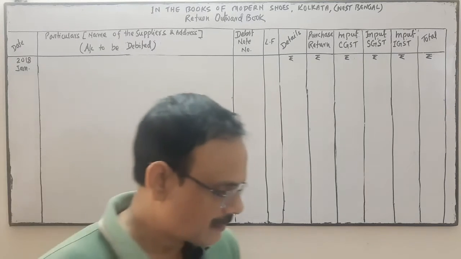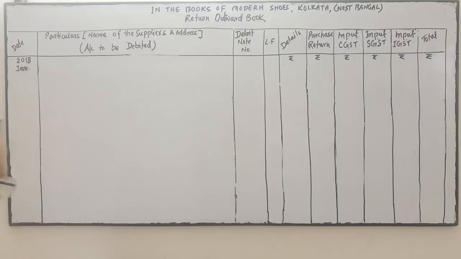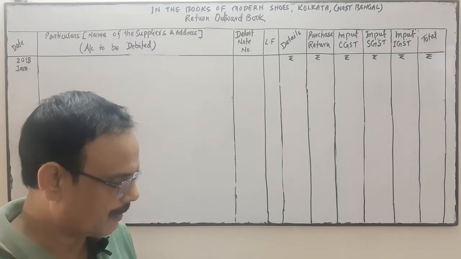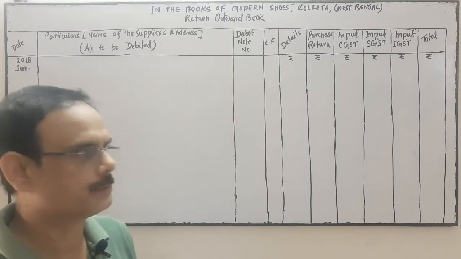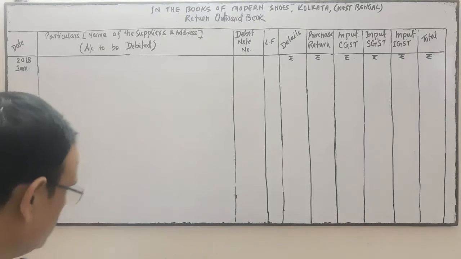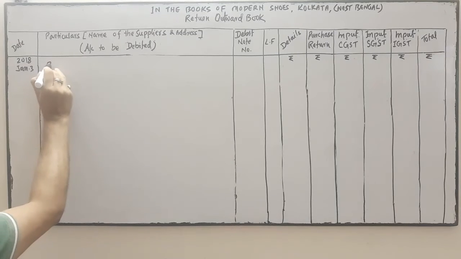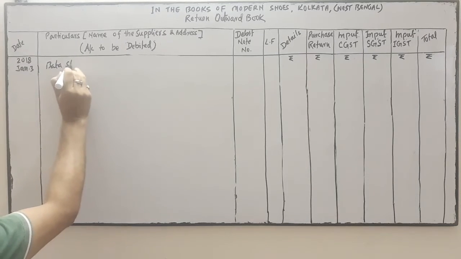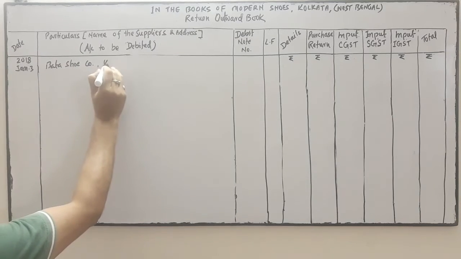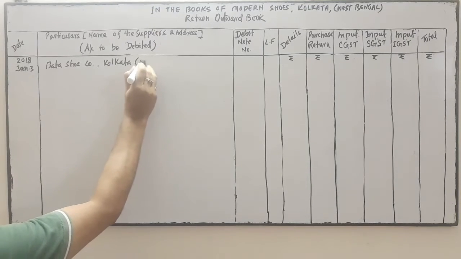Now come to the return outward book. Okay, this is the format. The date is January 3rd, return to Bata Shoe Company, Kolkata. Return outward book means purchase return book. This will come on January 3rd. The transaction will come over here: Bata Shoe Company, Kolkata, West Bengal.